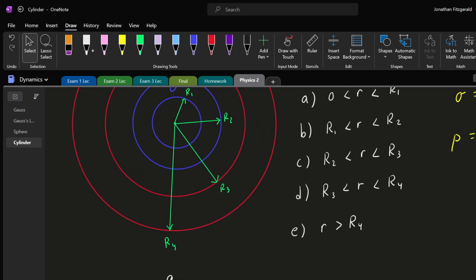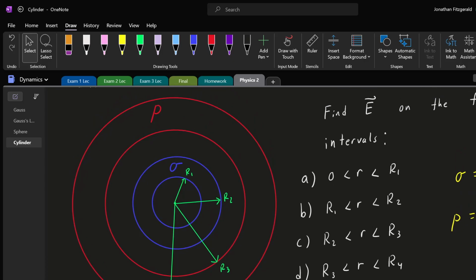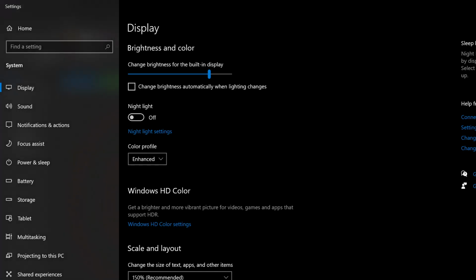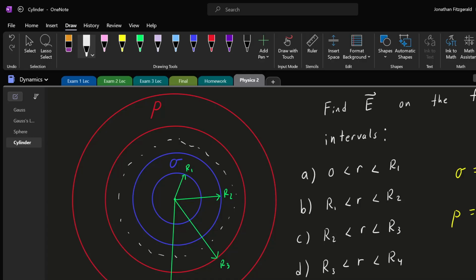So part C. What are we doing? R2 to R3. Now when the Gaussian cylinder has a radius between R2 and R3, if this was the Gaussian cylinder at some point little r between R2 and R3, the only charge it's enclosing is due to the charge on the conductor. Now the conducting cylinder is only going to have charge on this outer surface. That's why it is surface charge density, because it only exists on the surface.